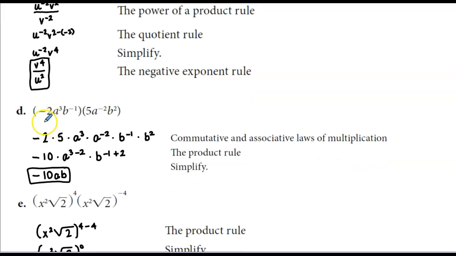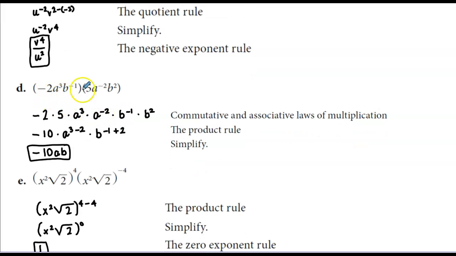In part D, we have negative 2 a to the 3rd power times b to the negative 1 power times 5 times a to the negative 2b to the 2nd power. So if we multiply this out, the first thing we want to do is use the commutative property of multiplication. So we have the constants, which is negative 2 times 5. And then we have a to the 3rd power times a to the negative 2nd power. And then we have b to the negative 1 times b to the 2nd. Now again, this is all multiplication, which allows us to be able to write it out that way.